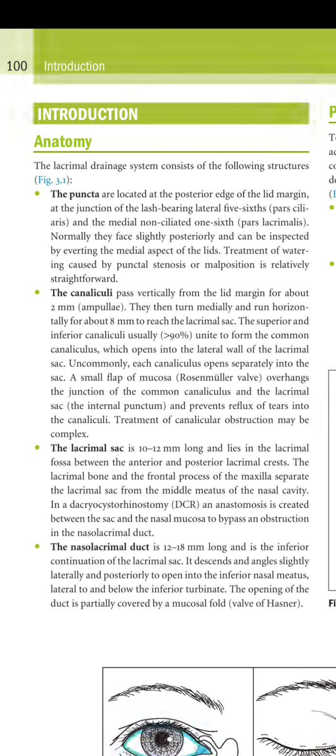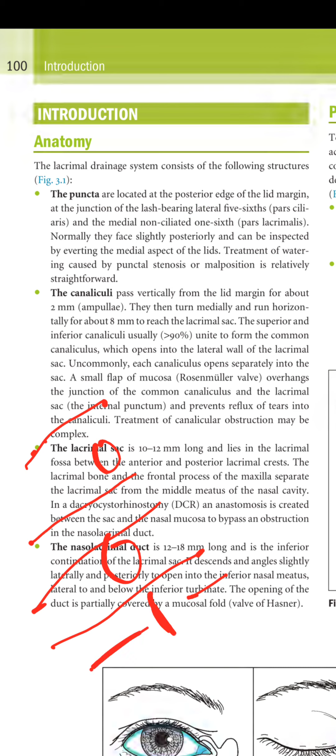So basically, the puncta is the opening present in the eyelid margin, at the junction of the lateral five-sixths and the medial one-sixth of the eyelid. And when you evert the eyelid, you can see a very small hole, and that is the puncta.